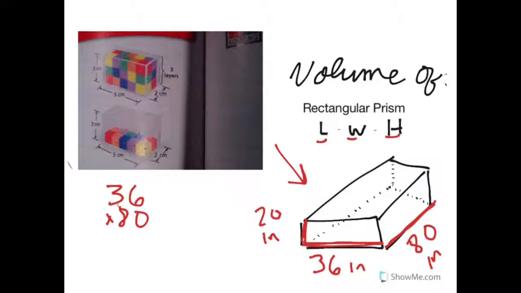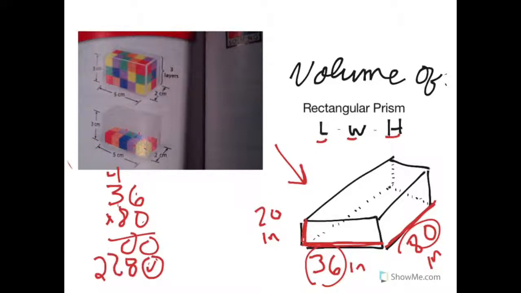Okay, let's start by multiplying 36 times 80. 0 times 6 is going to be 0. 0 times 3 is going to be 0. I drop down my place value holder 0, my smiley face 0 there. Kind of looks more like a Nike symbol, but that's okay. All right, 8 times 6 is 48. Drop the 8, carry the 4. 8 times 3 is 24 plus 4, 2880. So I have 2,880, and now I need to multiply by 20.